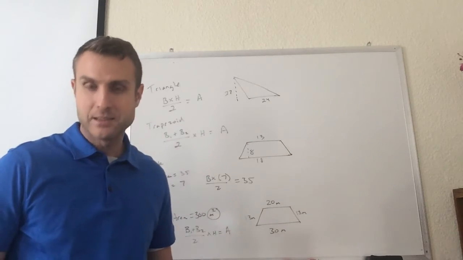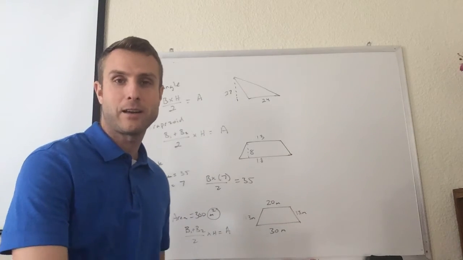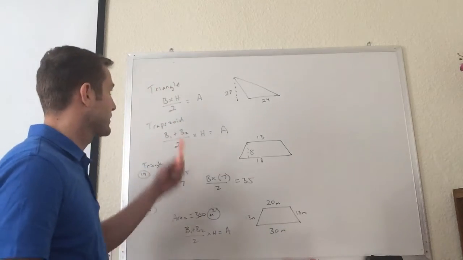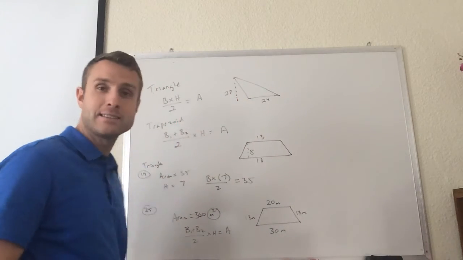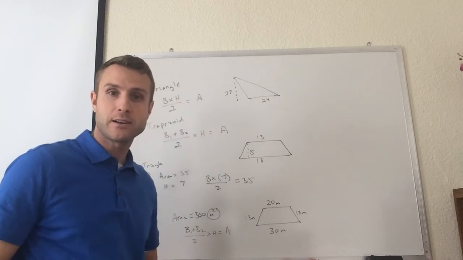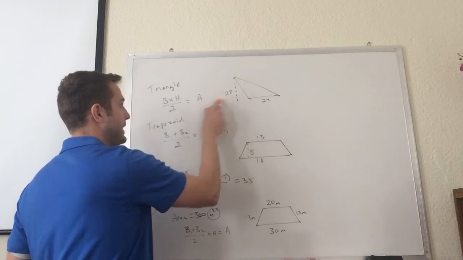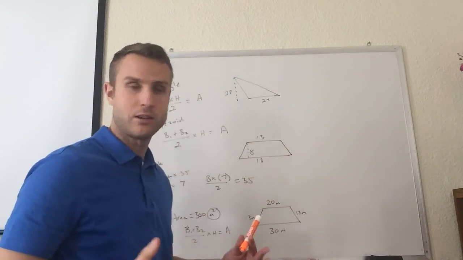Today we're talking about lesson 13.2, areas of triangles and trapezoids. First of all, remember a triangle just means it has three sides. To find the area of a triangle, it's very simple. You simply multiply the base times the height and divide by 2. That's all you have to do.